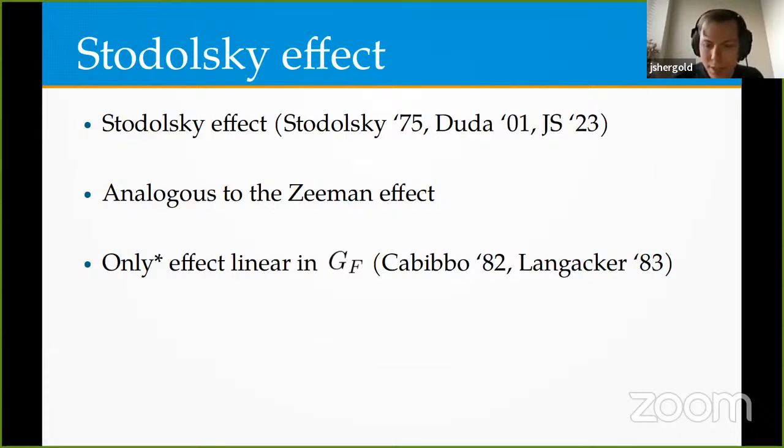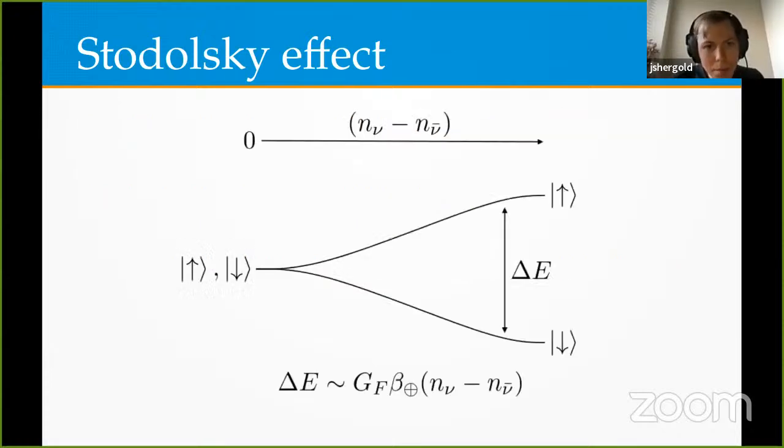It's the only effect linear in GF. And it looks a bit something like this. So if I have no asymmetry in the cosmic neutrino background and I have some fermion which interacts with neutrinos, its spin up and spin down states are going to have the same energy. However, if I have some asymmetry in the cosmic neutrino background, so some difference between the number of neutrinos and antineutrinos or between left and right helicity states, I develop some energy splitting, right? And this energy splitting is proportional to GF to the first power.